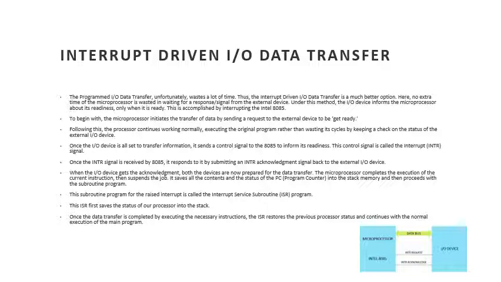It saves the content and status of the program counter into the stack memory and then proceeds to the subroutine program. This subroutine program for the raised interrupt is called the interrupt service subroutine program. This interrupt service subroutine, ISR, saves the status of the processor into the stack. Once the data transfer is completed, by executing the necessary instruction, the ISR restores the previous processor status and continues the normal execution of the main program.